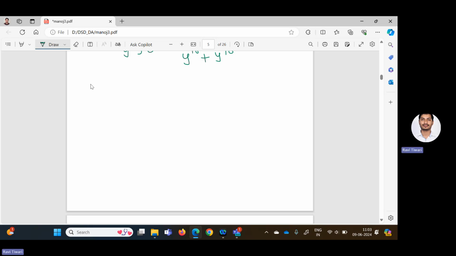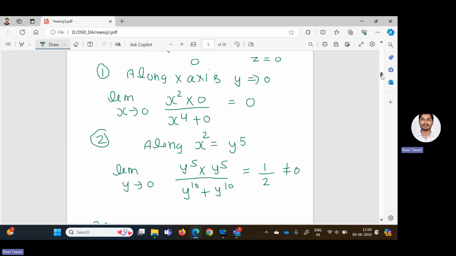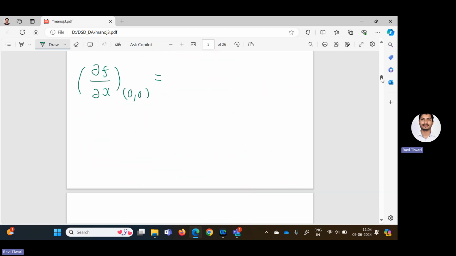We can calculate its partial derivative ∂f/∂x at (0, 0). Why am I calculating at (0, 0)? Because this function will create a problem at (0, 0) only, and at other points you can easily calculate. So what will be ∂f/∂x?